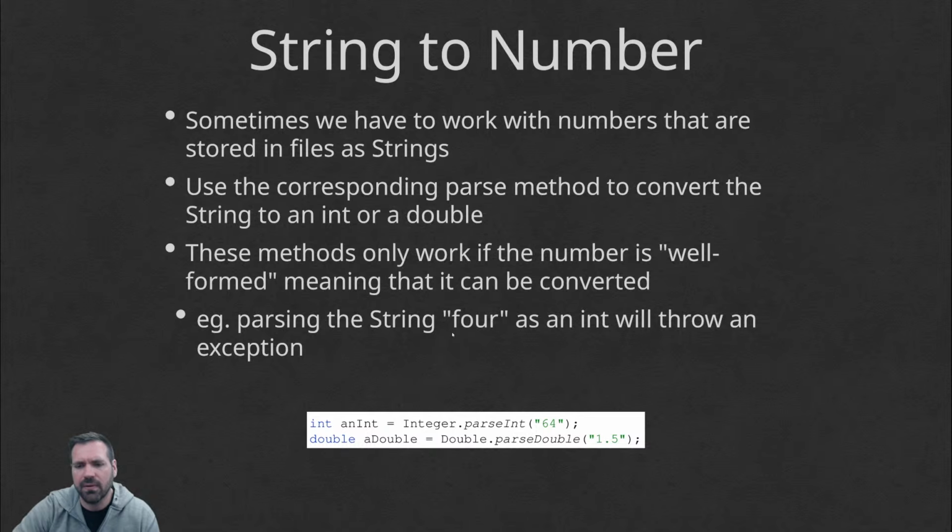But if the number's not well formed, for example, if you have the string "four", that is not a well-formed int, that's going to crash. We as humans know and recognize that as the number 4. The program, the parseInt method specifically, is not going to recognize that. It's not that robust. It needs to have the numeric digit 4, and that's it. And then it's going to parse it as a 4.